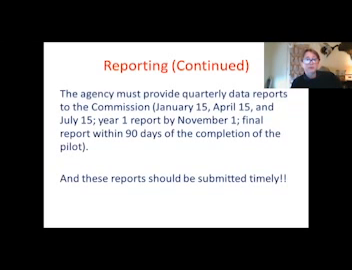Again, the agency must provide quarterly data reports to the Commission. This is specified in the toolkit. January the 15th, April the 15th, July the 15th. Those are your quarterly report deadlines. Year one by November the 1st. And the final pilot report within 90 days of the completion of the pilot.